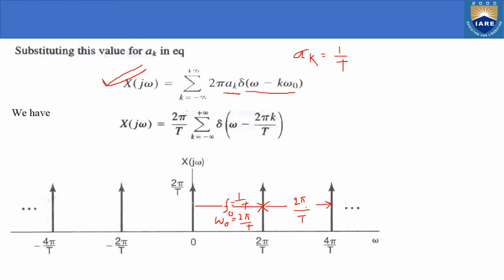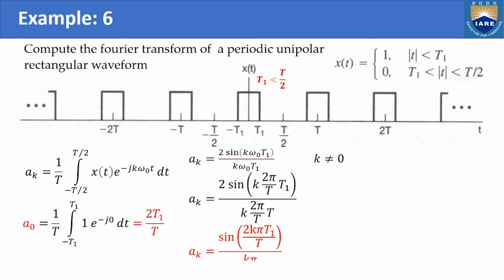So what is the Fourier transform of an infinite impulse train? It is another impulse train in the frequency domain whose amplitude is equal to 2 pi by T, and whose spacing is 2 pi by T. Both are the same in this case. Now let us take one important example.